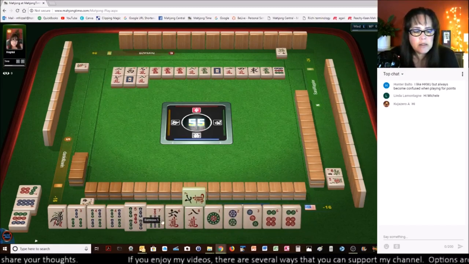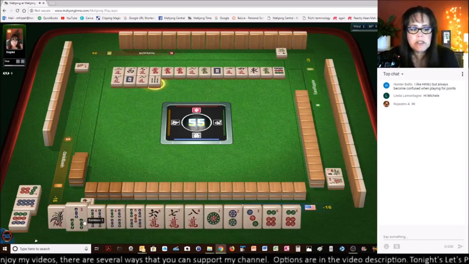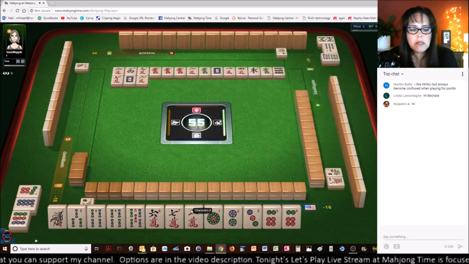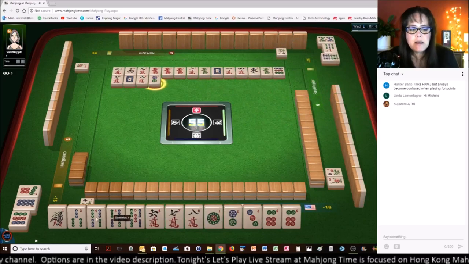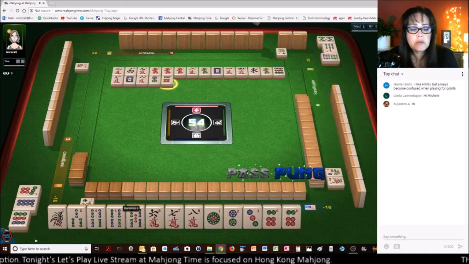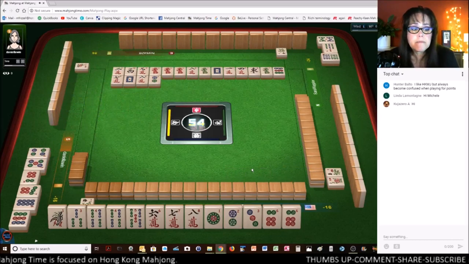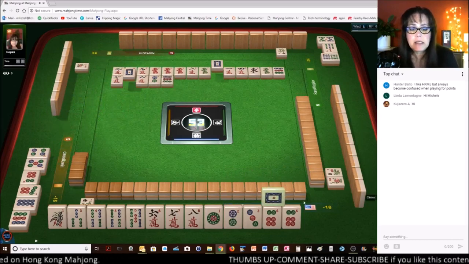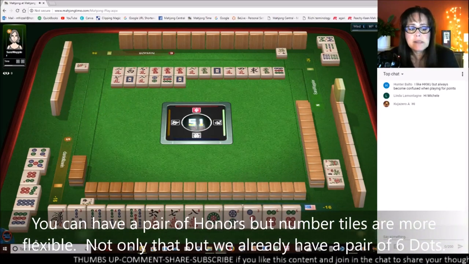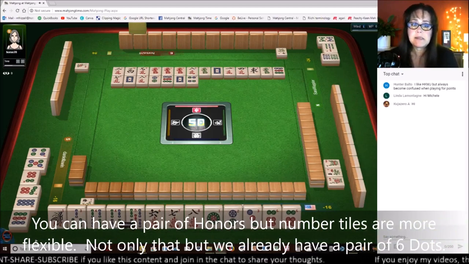So I think I'll discard the seven bam there. Seven bamboos. Because we do have a 3-4-5. I may get rid of, let's see, we have a 1-2-3, a 6-7-8, a 3-4-5. So we need one more chow in here. We have 1-2. Okay, we're not going to pung that. That's our pair. We need another chow to get ready. Okay, no honors if you're playing all chow. So a 2 bam or a 6 bam would be ideal here. Probably the 4 bam will be the next discard.